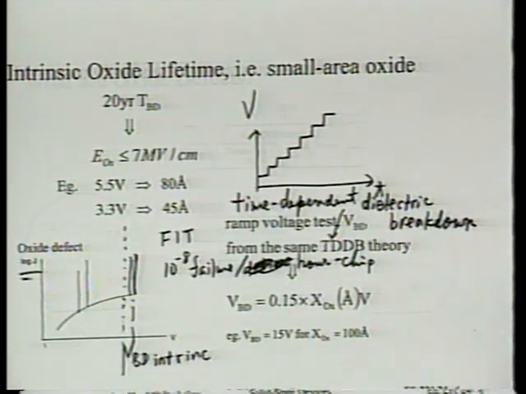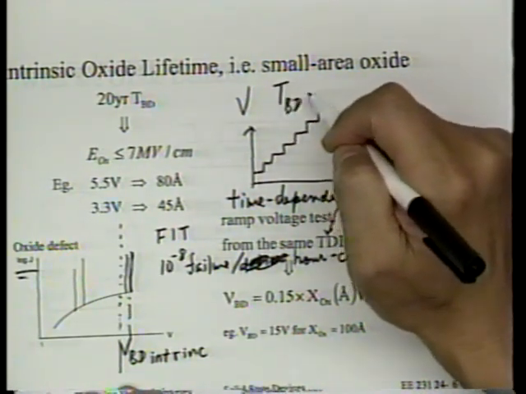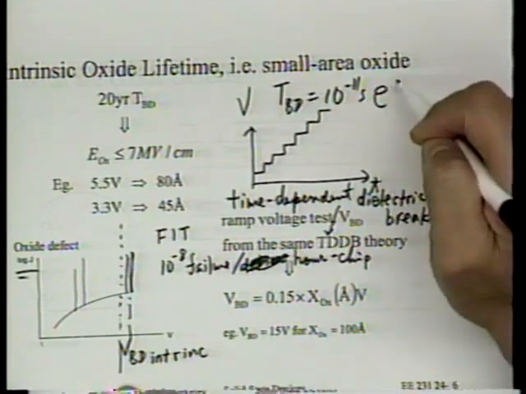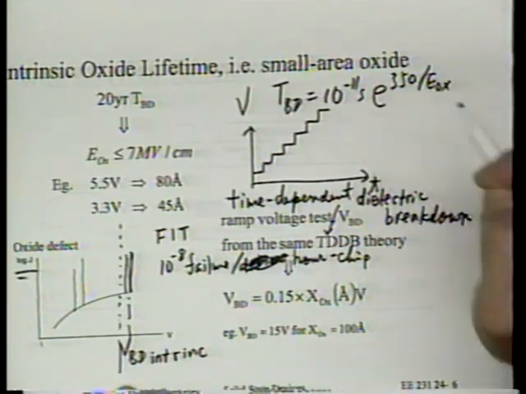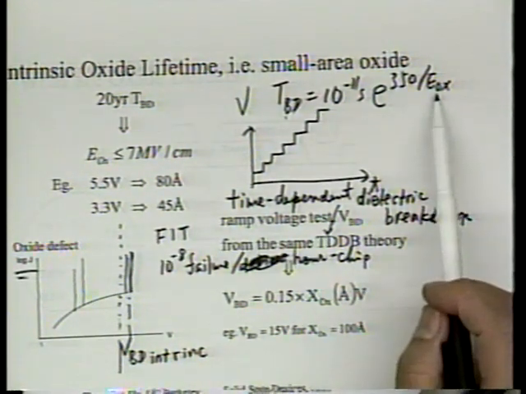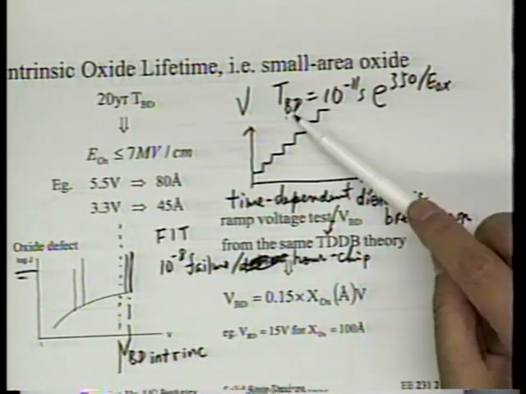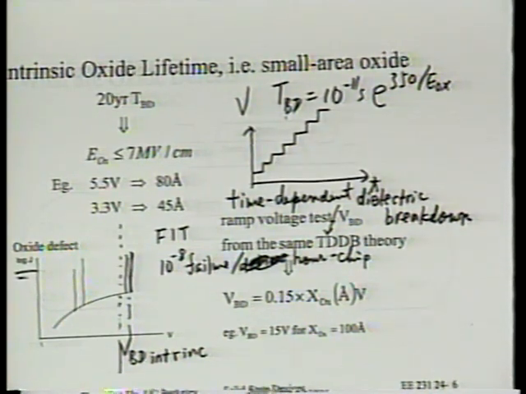Okay. But using that theory can easily show, which very simply is to put just 1 second on the left-hand side of this equation. The equation is TBD is equal to 10 to the minus 11 second exponential 350 over EOX. If you simply put 1 second on the left-hand side, that EOX will be the ramp breakdown electric field. Does that make sense? Because this test usually only lasts 1 second. Right? So the question really is, if you only apply the field for 1 second, what field can the oxide tolerate, right?